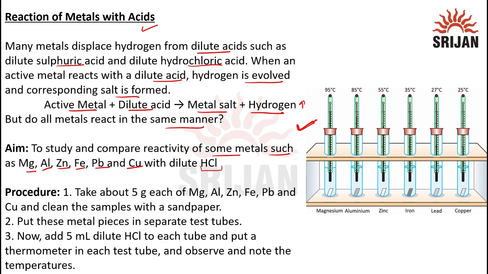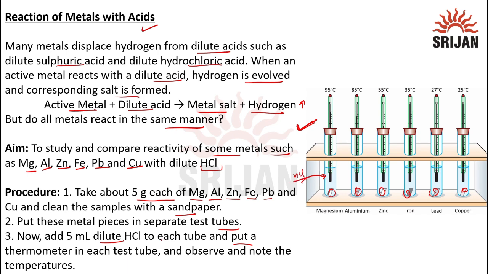In the first procedure, take about 5 grams of each, that is magnesium, aluminium, zinc, iron, lead, and copper, and clean the samples with sandpaper. Put these metal pieces into separate test tubes. Like here, we have put magnesium in one test tube, then aluminium, zinc, iron, lead, and copper in different test tubes. Now add 5 milliliters of dilute HCl into each test tube. After that, we are adding HCl into each test tube, right?